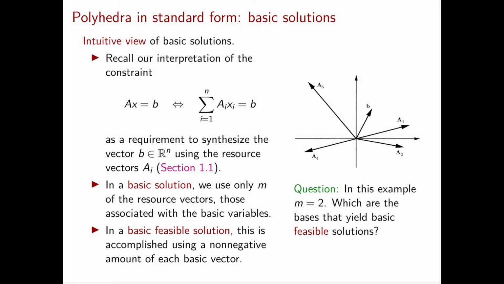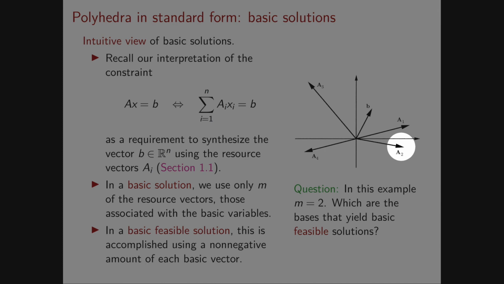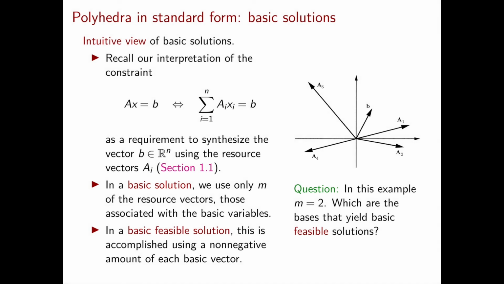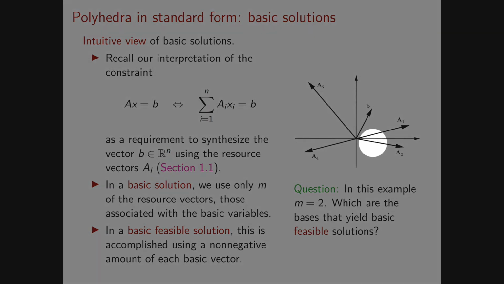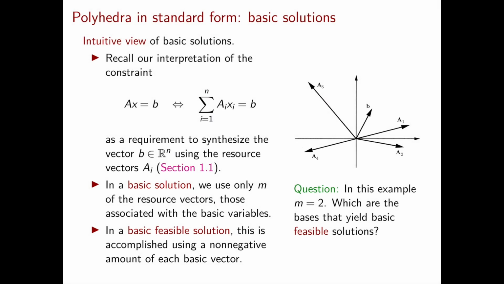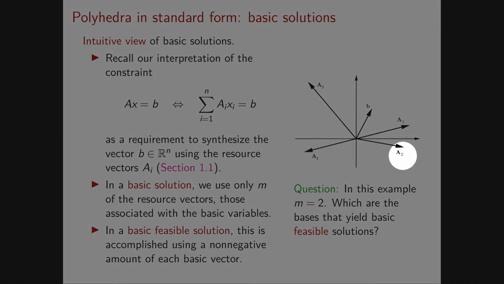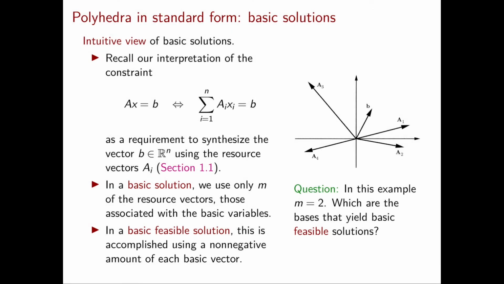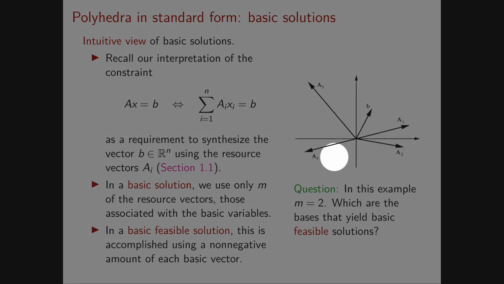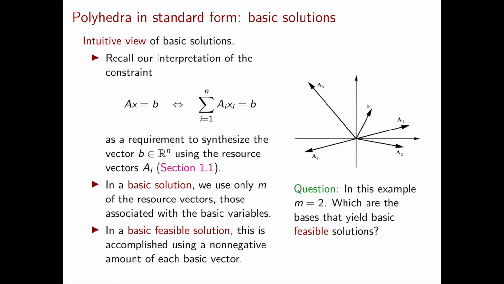On the other hand, you can quickly realize that A2 and A4 do not form a basic feasible solution, because no matter how hard you try, you will never be able to write B as a non-negative combination of A2 and A4. One way to see that is that any non-negative combination of A2 and A4 will have an x2 component that is less than or equal to 0, since both A2 and A4 have a second component that is less than or equal to 0.